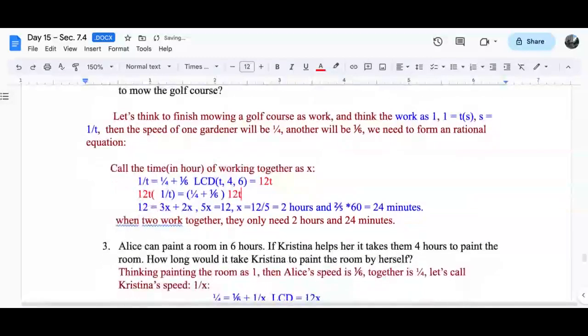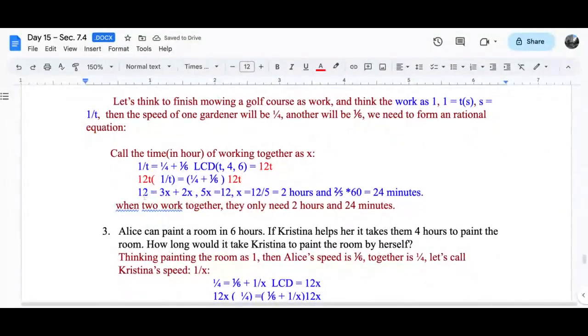So we multiply 12t on both sides. Then we get 12 equals 3t plus 2t. That is 5t equals 12. So t equals 12 divided by 5, which is 2 hours and 24 minutes. So it would take 2 hours, 24 minutes for them to work together to finish the job. Does this make sense?